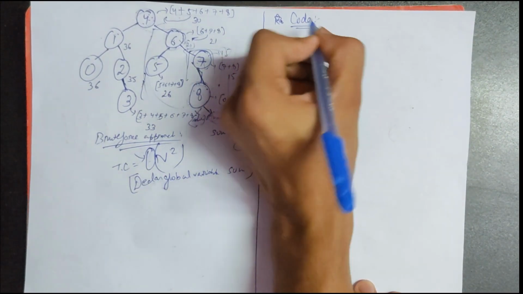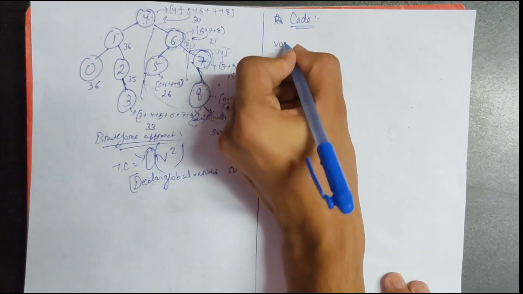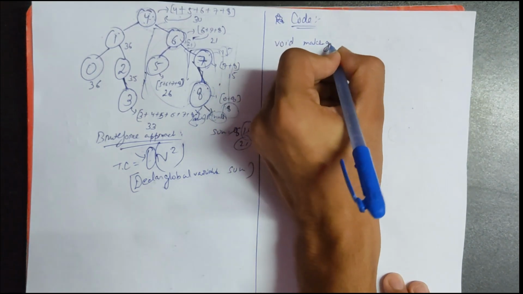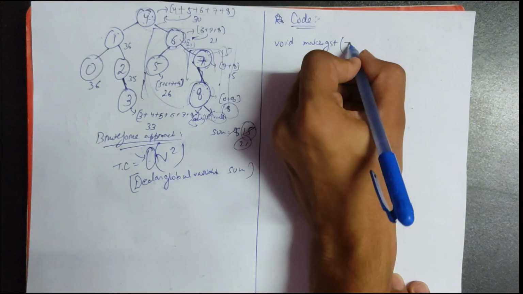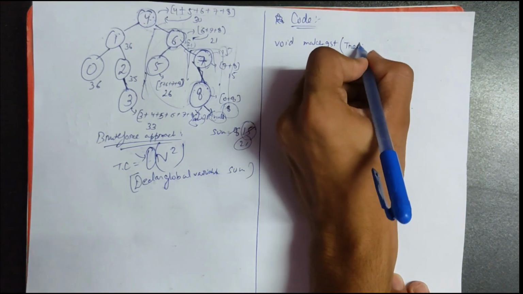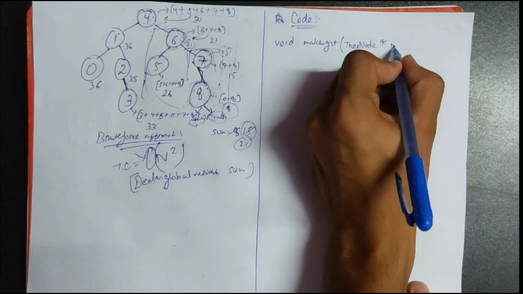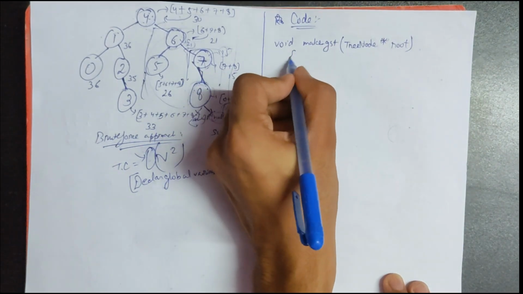Okay, what we can do is we will simply make a recursive function. We don't have to return anything, so let's make the function void type, makeGST, and we will pass the node here, so TreeNode asterisk root. And in this function, what do we have to check?